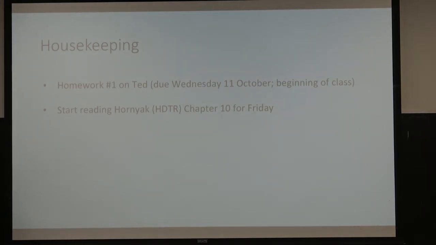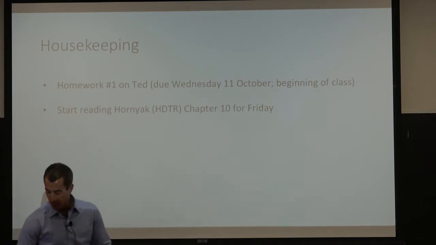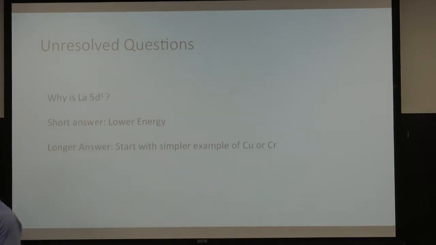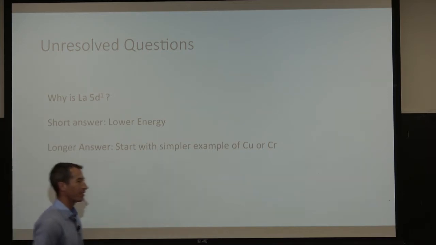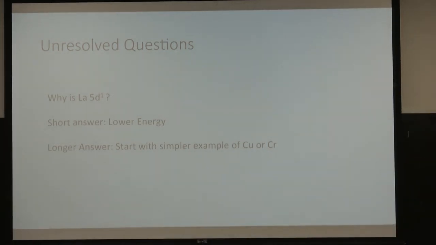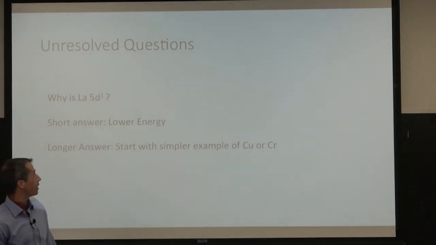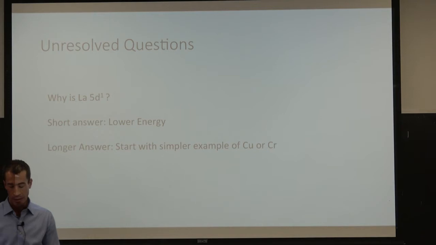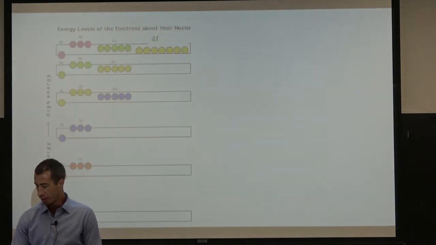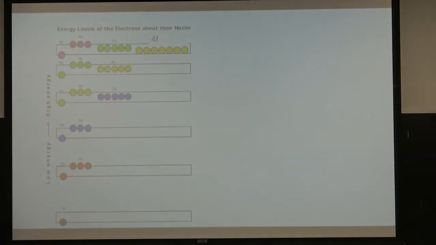Any questions about that? Okay, so an unresolved question from last week was why does lanthanum go into 5d1 before starting to fill the 4f orbital? And you know, the short answer is that it has lower energy. Okay. The longer answer is to think a little bit more about how the energy levels are arranged.